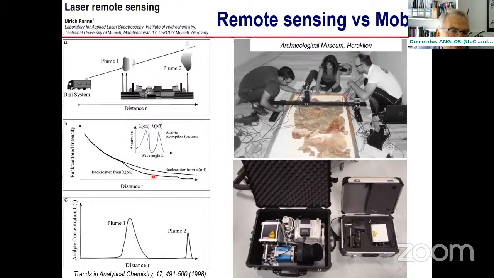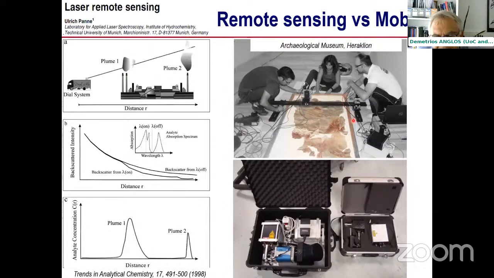And in fact, if we do this right, we can actually get a spatially resolved distribution of the pollutants. We know which pollutants we have because we know how to tune our laser at certain wavelengths. Now, we'll see some more on the instrumentation in a minute for laser remote sensing.